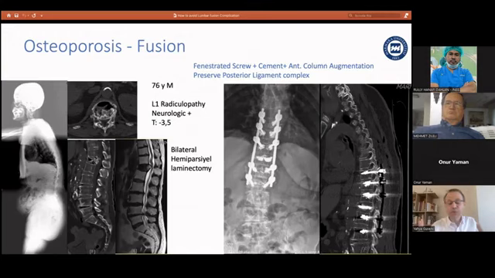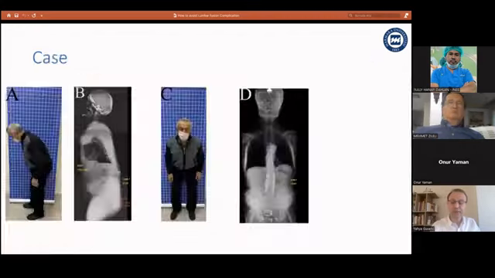All of these are techniques for getting fusion, but sometimes we can't achieve fusion. So we think twice when we use these fusion techniques in osteoporosis patients. I want to show 2 cases about complications. This patient came to us with an unbalanced spine and walking disturbance, and we see a rod here.